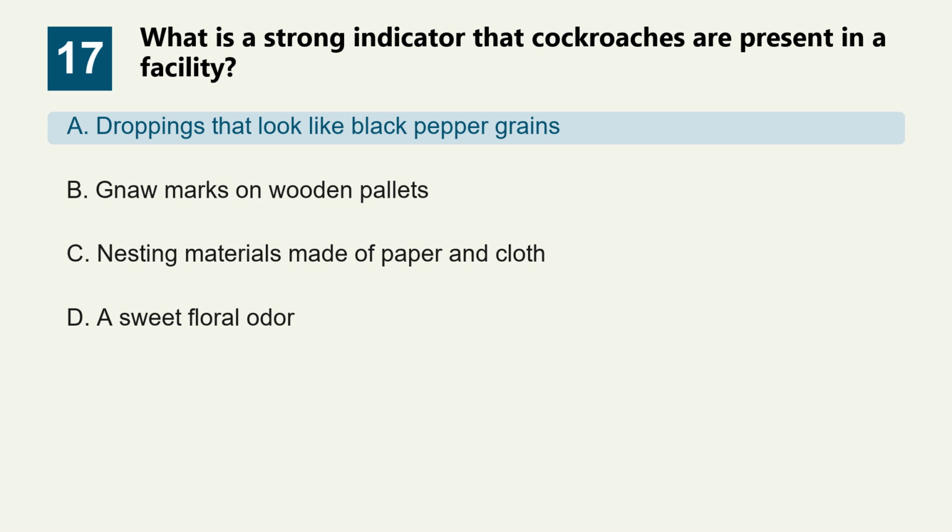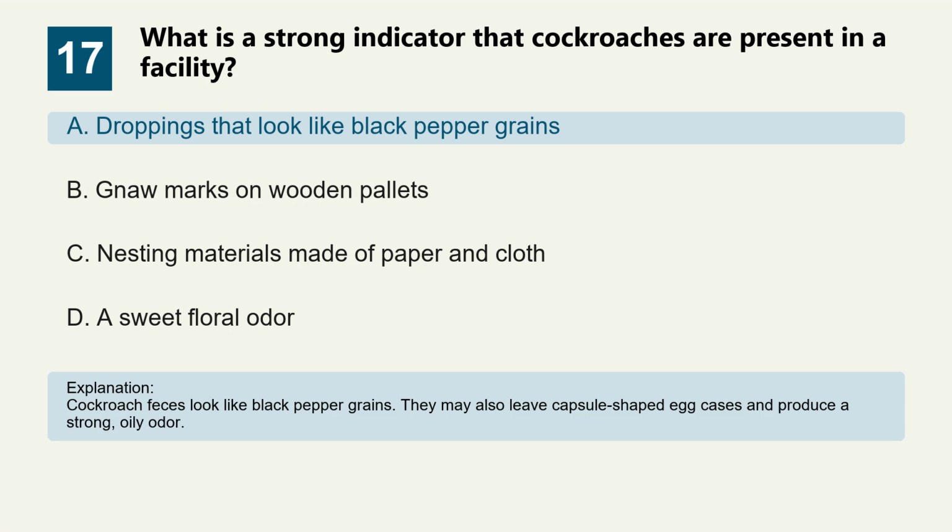Droppings that look like black pepper grains. Cockroach feces look like black pepper grains. They may also leave capsule-shaped egg cases and produce a strong, oily odor.